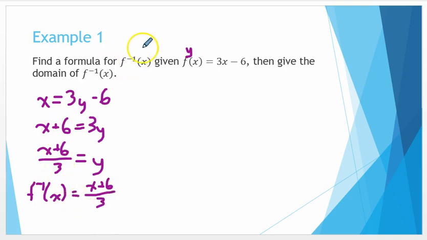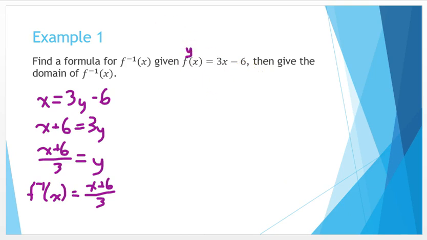So that is our inverse function. Now the second part is going to ask us to find the domain of f inverse. So again, I'm not going to look at my domain restrictions from this. Otherwise, I would see that it's just all real numbers. For this, you have to be a little more careful, and you need to plug in your original function. So in this case, y equals 3x minus 6.